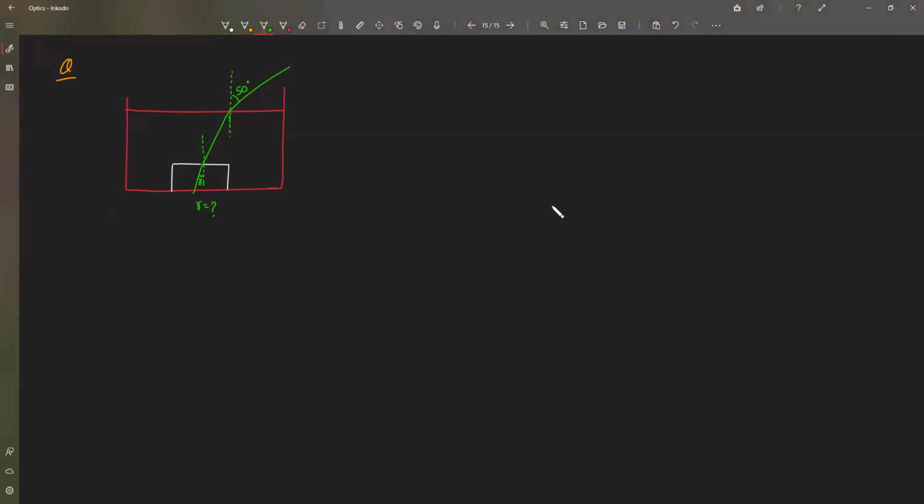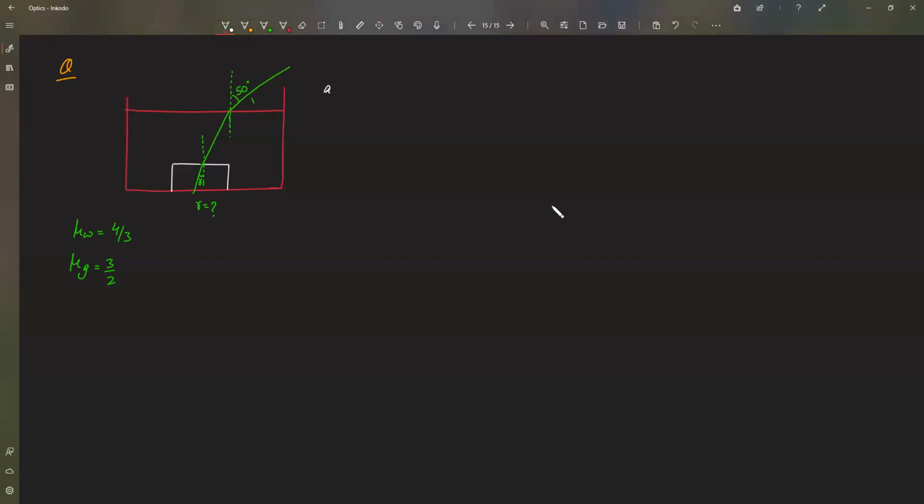Given that mu of water is 4 by 3, that is 1.33, and mu of glass, you know that it is 1.5, that is 3 by 2. Now you have to find this particular R, which you can see in this diagram.